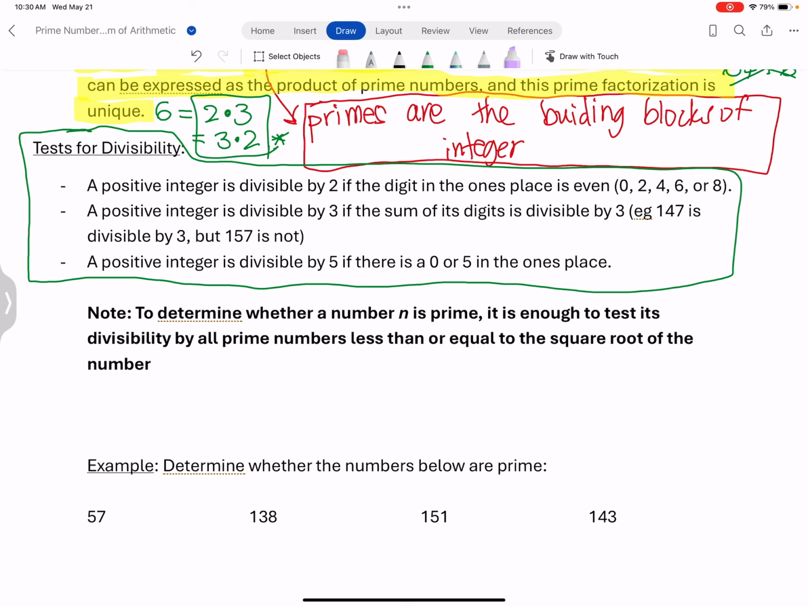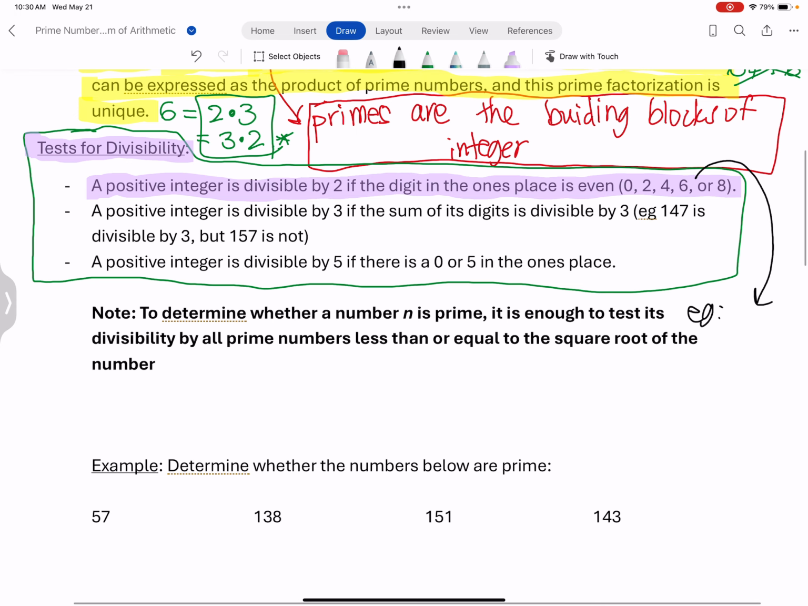That's pretty much it. So what we want to do is tests for divisibility. I'd like to look at a number and already know right away, boom, it's divisible by 2, or no, it's not divisible by 2. There are easy ways to know if it's divisible by something. Some of these you might already know, but they're kind of interesting. The first one, for 2: a positive integer is divisible by 2 if the digit in the ones place is even. It doesn't matter how big the number is. If it ends in an even number, 0, 2, 4, then the whole thing's divisible by 2.